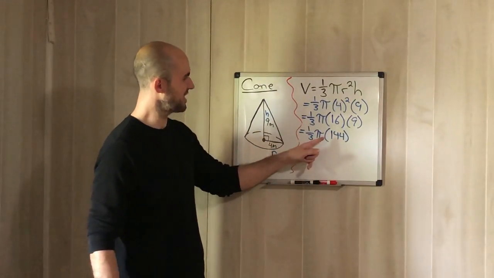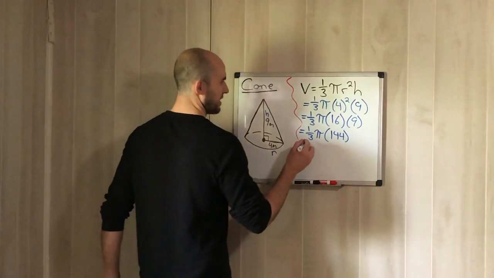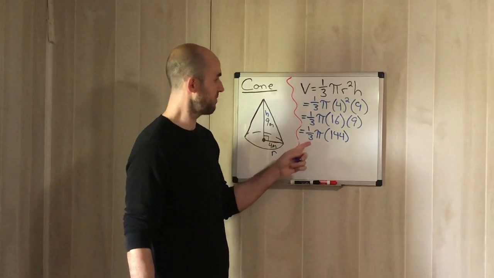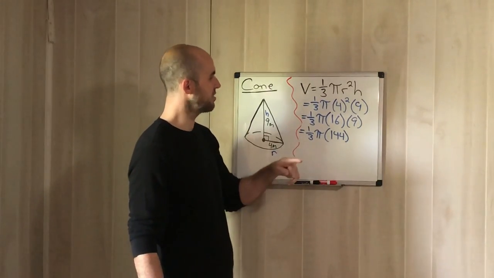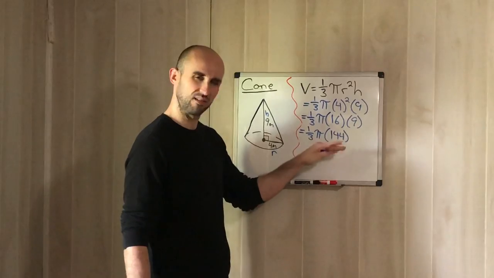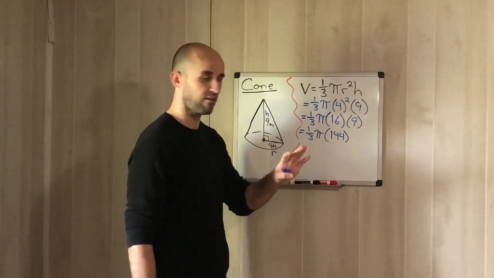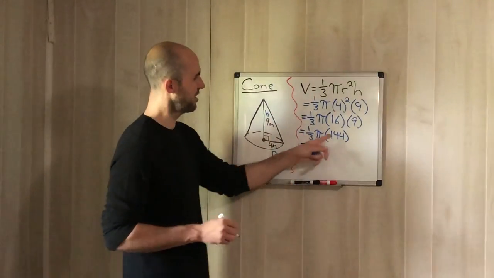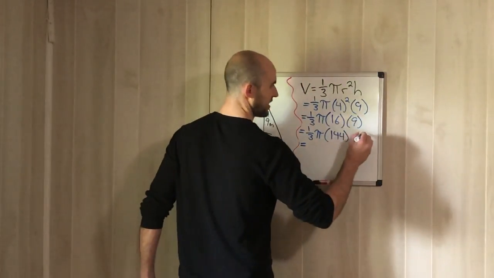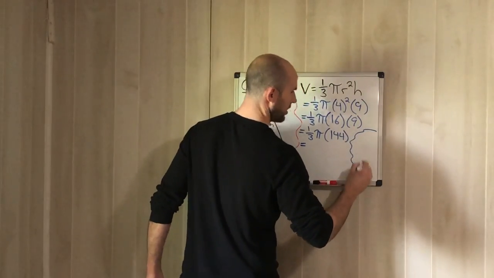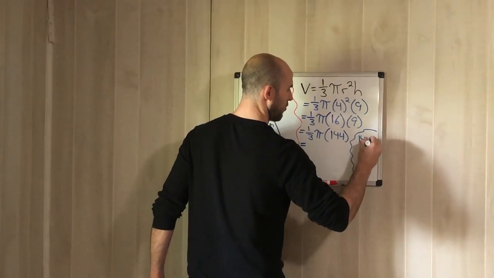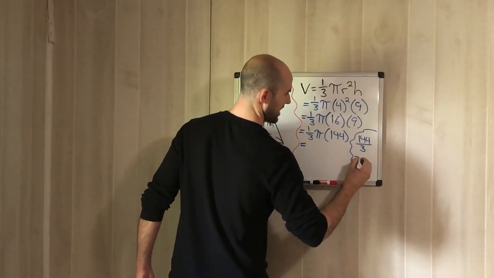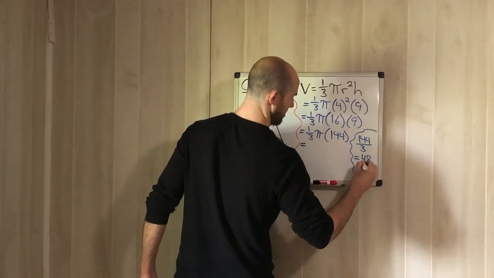Now, in order to actually deal with all of this, there are two ways you can do this. If you want to deal with the 1/3, you can deal with the 1/3, which is what I would do just to make my life easier. If you want to deal with the pi, you can deal with the pi. If you want to multiply all of it out together, you can do that as well. What I'm going to do first is take care of the 1/3 of 144. Dealing with 1/3 of 144 just means you're going to do 144 divided by 3, and 144 divided by 3 is going to end up giving us 48.